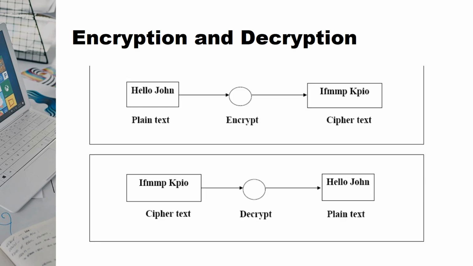Then we also need to define encryption and decryption. Encryption is the process of converting plain text into ciphertext using an algorithm and a key. Decryption is the reverse process, turning ciphertext back into plain text using an appropriate key. These processes are fundamental to secure communication. For example, when you send a message via WhatsApp, your message is encrypted on your device and only decrypted on the recipient's device, ensuring that even if the message is intercepted, it remains confidential.